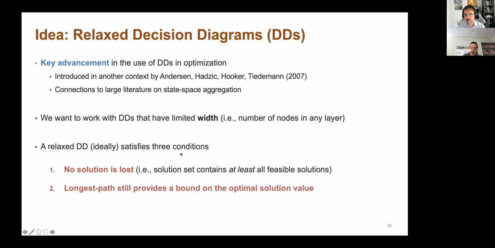The longest path should provide a bound on the optimal solution value. So if you have not lost a solution and you have a linear objective function in the definition of the variables that you have in the initial problem, then this is quite easy to guarantee. But when you have a nonlinear problem, it gets a bit complicated. But nonetheless, the goal is that when you take a longest path, if you're maximizing, that value will be a bound on the optimal solution. Another thing that's ideal is that the strength of the bound can be parameterized. And I think what we're trying to say here is that the larger you make this diagram, the better the bound can become. Anything else to add here, Andre?